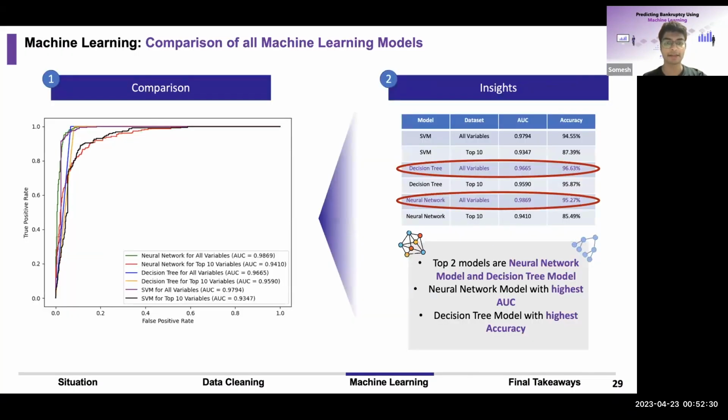When comparing the 6 different ROC curves in one plot, we can see that the top 2 models are the decision tree model and the neural network model. Furthermore, the dataset with all variables performed better on the AUC and accuracy metrics across all models. The neural network model came out on top in terms of the AUC metric with a score of 0.9869, while the decision tree model had the highest accuracy of 96.63%.